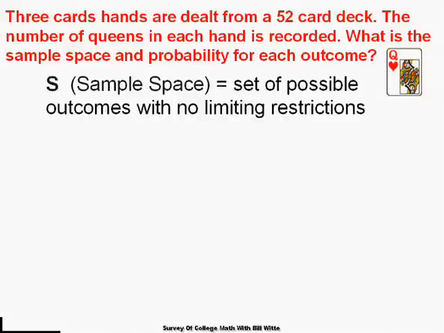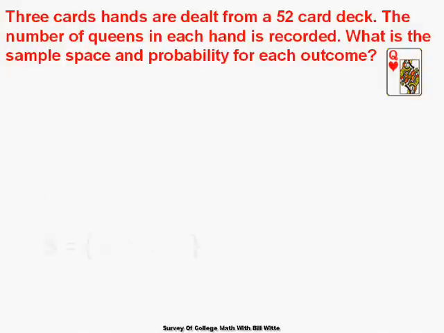Well, the set of all possible outcomes is what the sample space is. We're only getting 3 cards. So what are the possible things that can happen here? Well, I can get no queens, I can get 1 queen, I can get 2 queens, or I can get 3 queens. That's all the possibilities. I can't get 4 queens because I don't have 4 cards. Okay? So my sample space is 0, 1, 2, or 3. Get the idea?